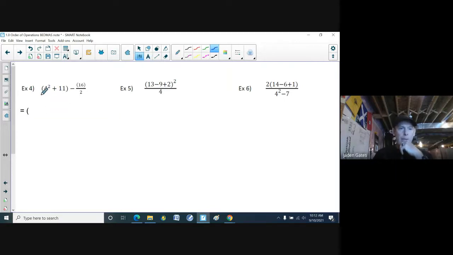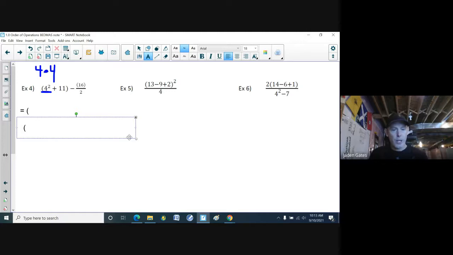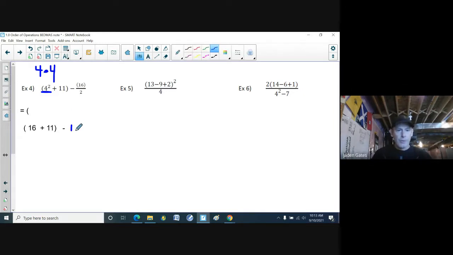Now, when you have 4 to the power of 2, that means you're taking 4 and multiplying it by itself twice. So I got 4 times 4 there. And so 4 squared, whoops, I'll go down here. 4 squared is 4 times 4, which is 16. But I also have this plus 11 there. All right, and then I got this minus 16 divided by 2. All right, well, I'm still going here. I'm not going to put a letter yet here because I haven't done the brackets yet.